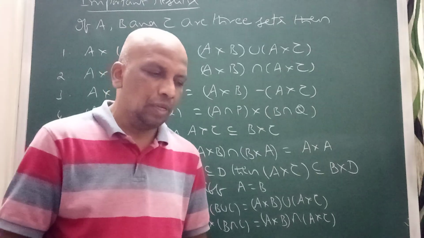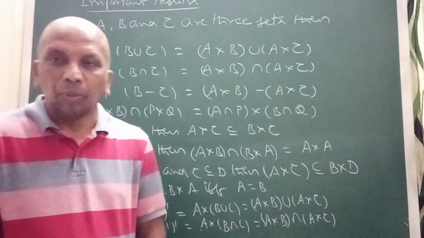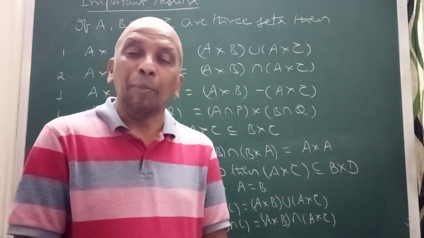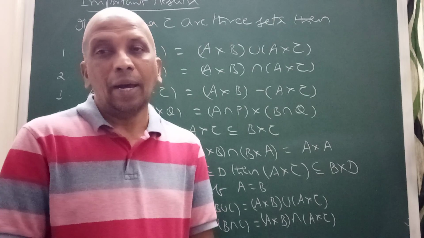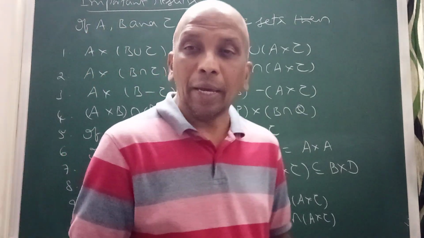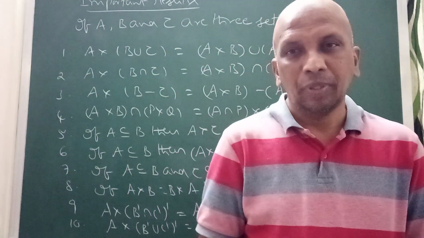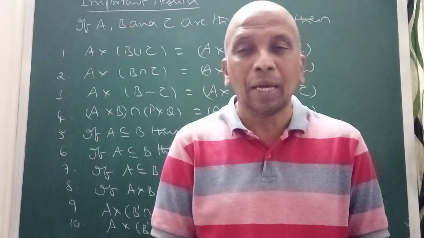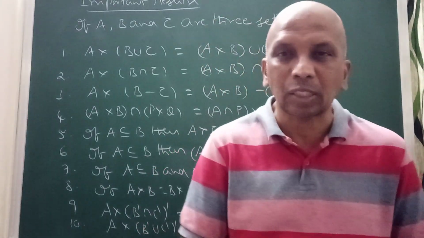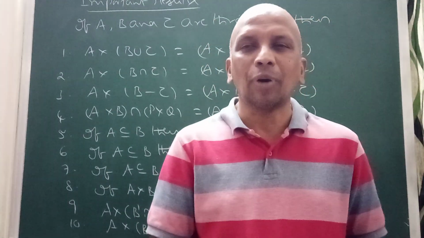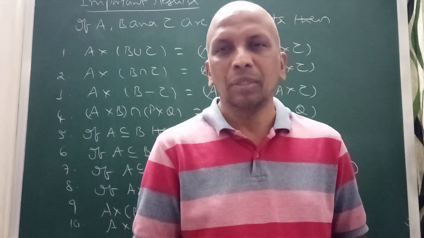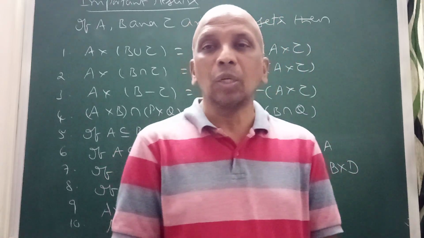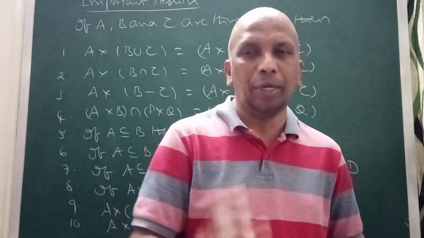Those points we discussed, and one more point we will discuss. Suppose A and B have n elements in common, then the number of elements common in A cross B and B cross A is n squared. What is n here? The number of common elements in A and B. So the number of common ordered pairs in A cross B and B cross A is n of A cross B whole square.